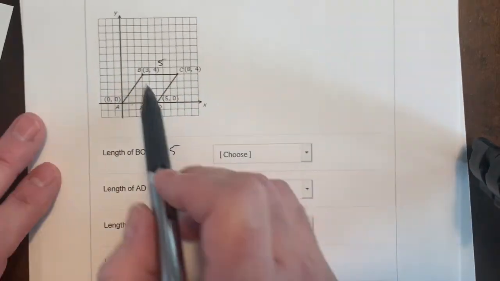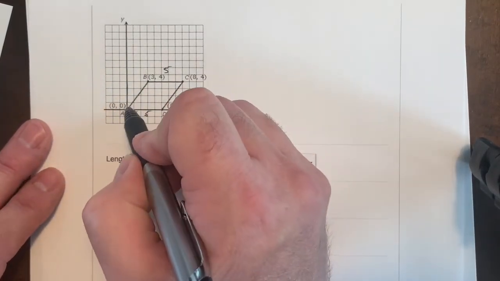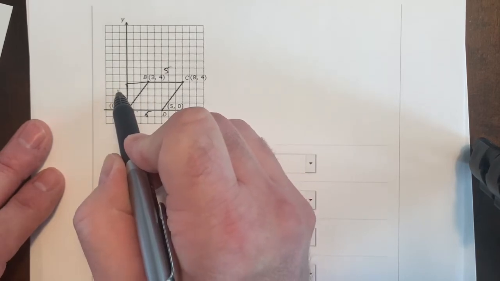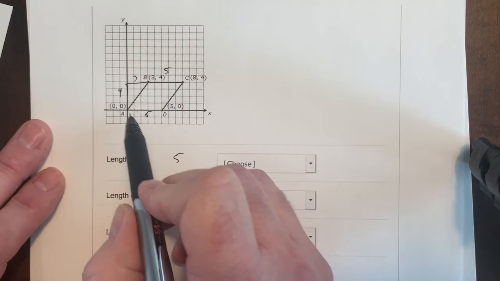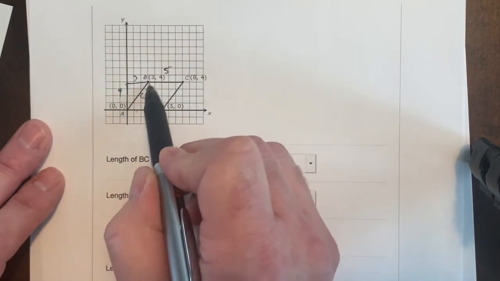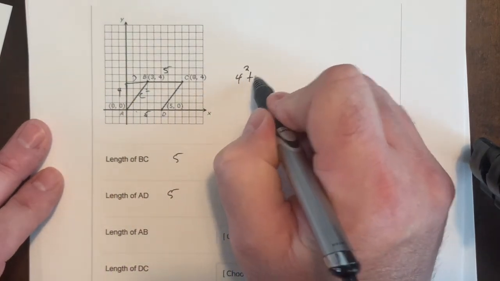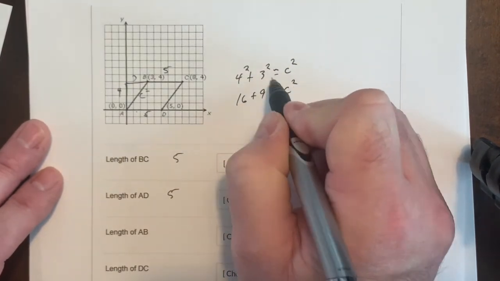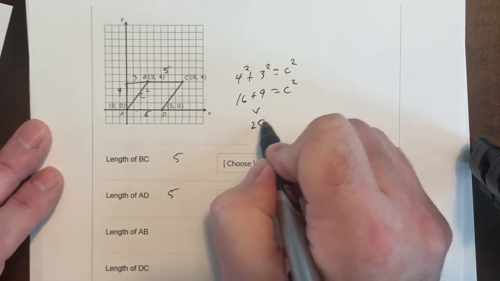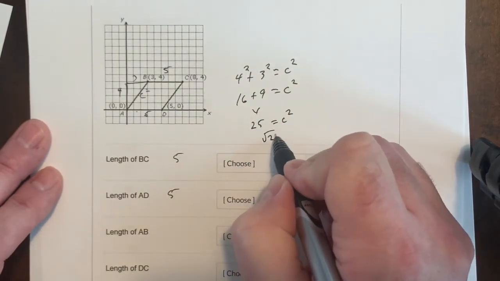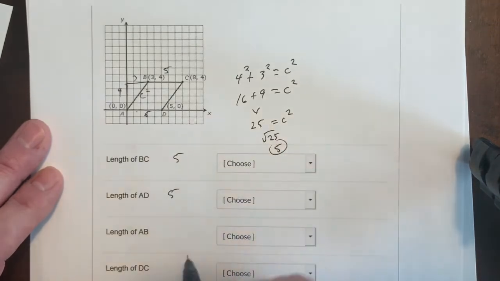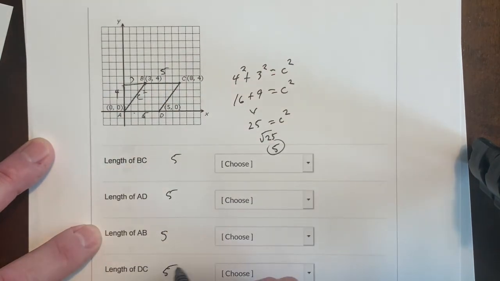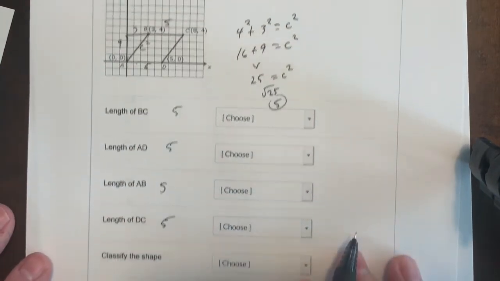Now, AB's diagonal. Can't just count it. We've got to use our Pythagorean theorem here. So I'm going to create a right triangle, 1, 2, 3, 4, and 1, 2, 3. And I'm going to be able to find side C there using this as my hypotenuse. So 4 squared and 3 squared equals C squared. 16 and 9. 3 squared is 9. And that's 25. So I need the square root of 25, which is 5. How interesting. That's 5 as well. And so would that one be? All of these are sides of 5.